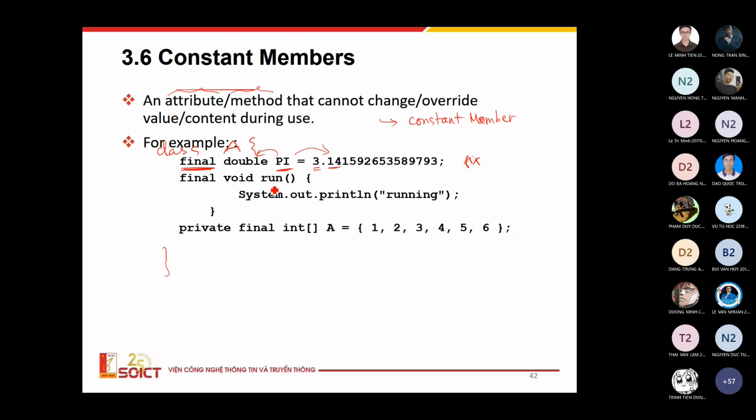The same for a method when you don't want to change or override this method, you will declare it as final, for example. For example, this is an attribute which is an array and you declare it final. That means later you cannot change it. No one can change the array. Okay?